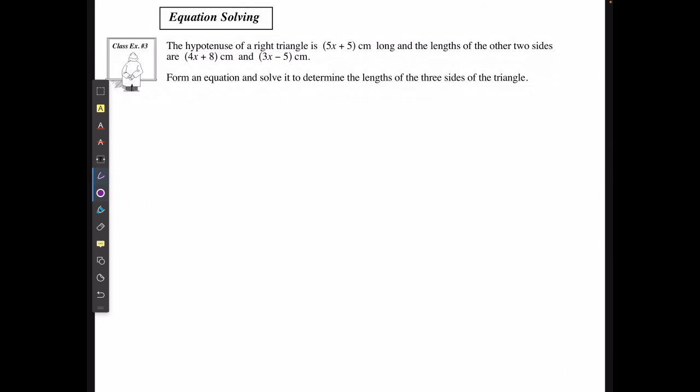Well, in this case, I'm going to use my Pythagorean theorem, which states that c squared is equal to a squared plus b squared, where the c is the hypotenuse and the a and b are the other two side lengths of the triangle. So, if this is the case, then I'm going to say that (5x plus 5) squared is equal to (4x plus 8) squared plus (3x minus 5) squared.